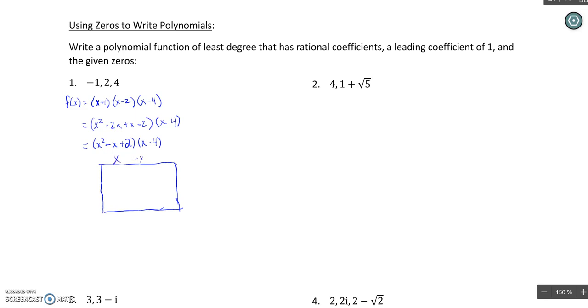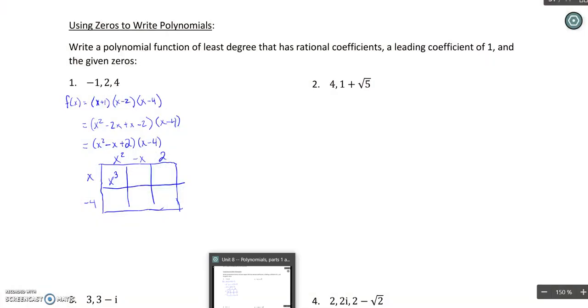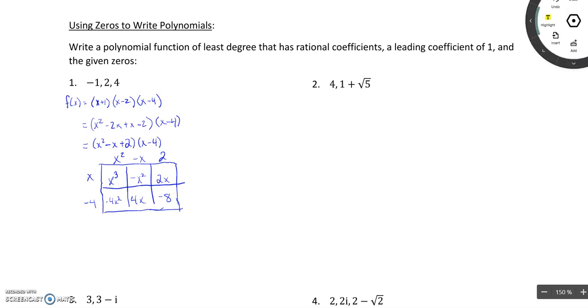So x squared, negative x and 2x, negative 4. And remember, all you do is multiply them where they meet. So x cubed, excuse me, sorry about that. And then we get negative x squared, 2x, negative 4x squared, 4x and negative 8. And as you see with these, we've done this before. Work here.